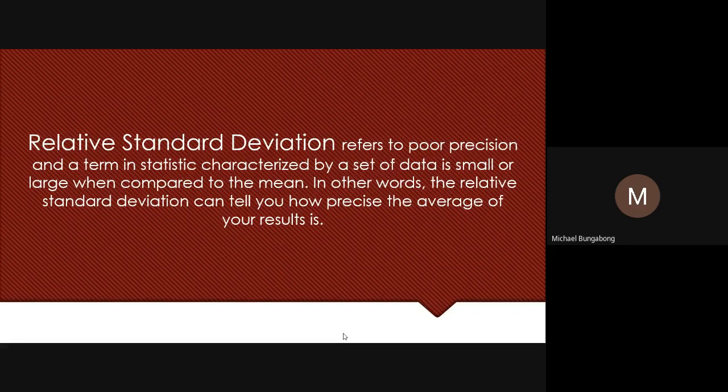What do you mean by that? It refers to the poor precision, a term in statistics characterized by whether a set of data is small or large when compared to the mean. Meaning, the relative standard deviation can tell you how precise the average of your result is. Okay? So it's like that. In simple terms, poor precision means the data are rather far apart, not close to each other. Okay?